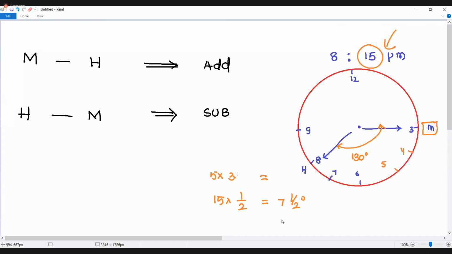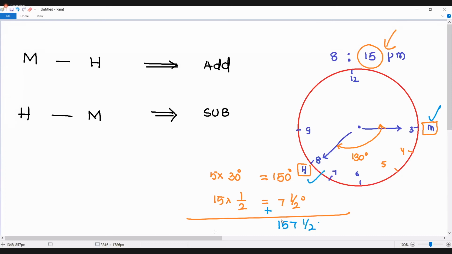So 5 into 30 degrees, that is 150 degrees. This is clear, I guess. And 15 into half, this is 7.5. Till here, no change. Now, whether the answer is adding or subtracting, you will understand by going with M to H or H to M. Here you are going from M to H. Mahendra Singh Dhoni helicopter shot is always positive. You can just add these values.